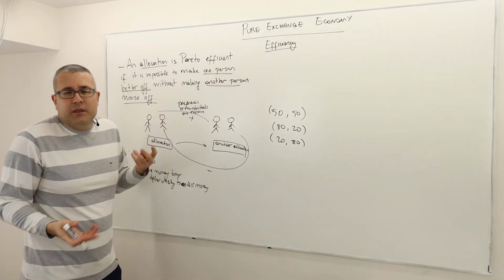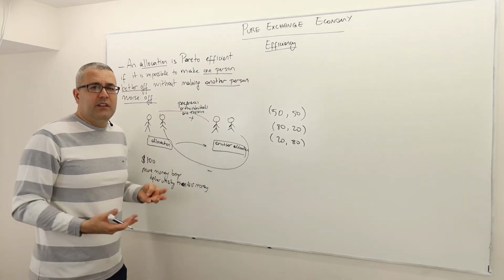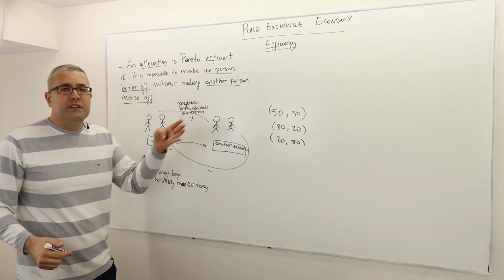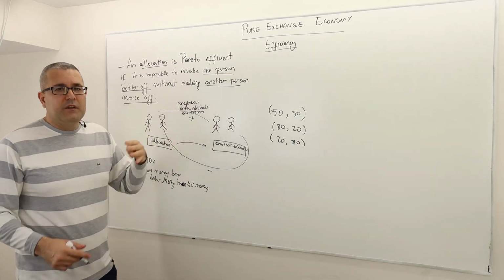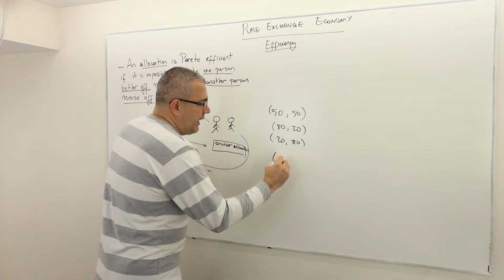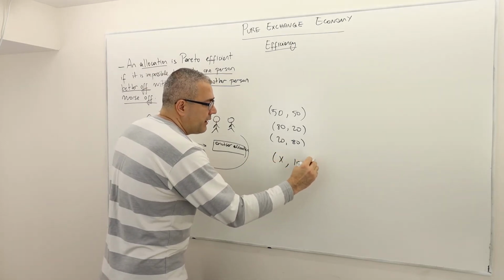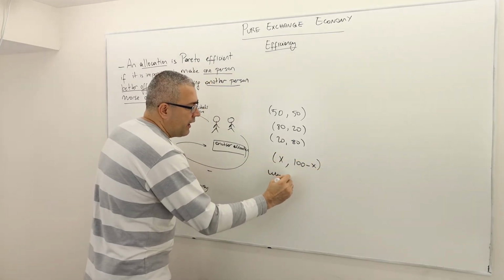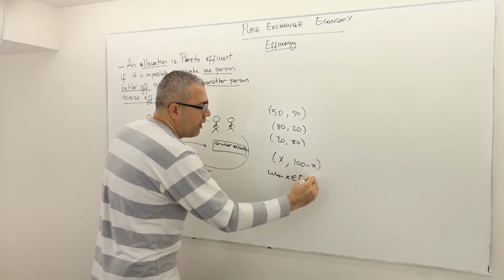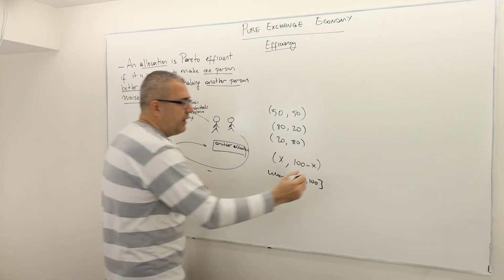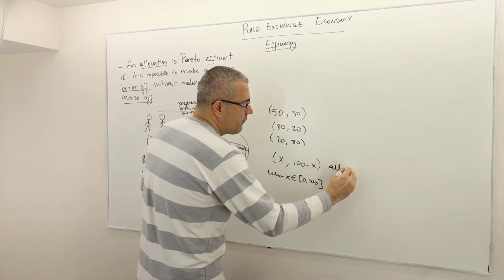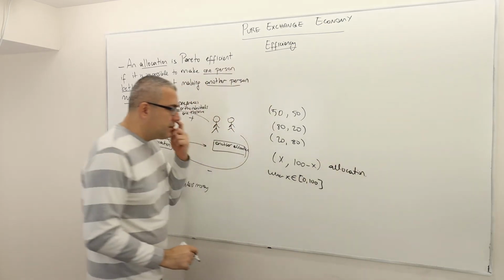Why 80? What is special about it? Obviously nothing special about it. You can think of 60-40, 55-45. So basically, any x, 100 minus x, where x is somewhere between 0 and 100, is an allocation. Agree?